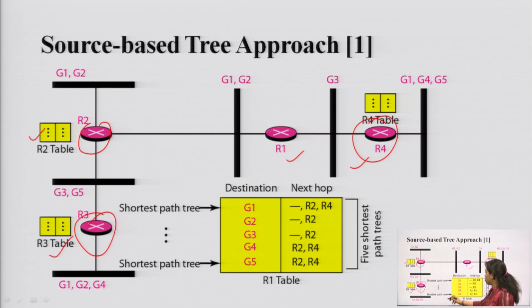This is the shortest path tree and these are the different nodes which are written over here. Again, these are the destinations and this is the next hop. Only the next hop is written, like this is R2, R4 will be the next hop, then this is R2, this is R2, this is again R2, R4, this is again R2, R4. So, these are the next hops to which the data will be transferred.